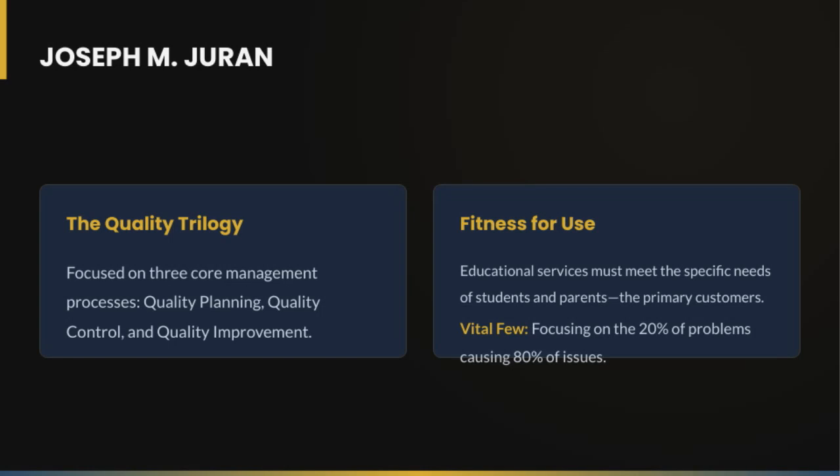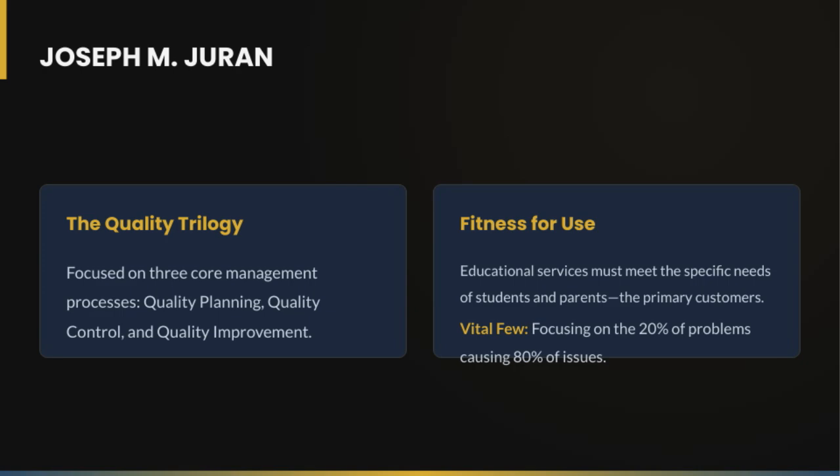Let's take a moment to discuss Joseph M. Juran, a key figure in quality management. He introduced the concept of focusing on the vital few, which means directing our attention to the 20% of problems that cause 80% of the issues. This principle helps us prioritize efforts where they will have the biggest impact.